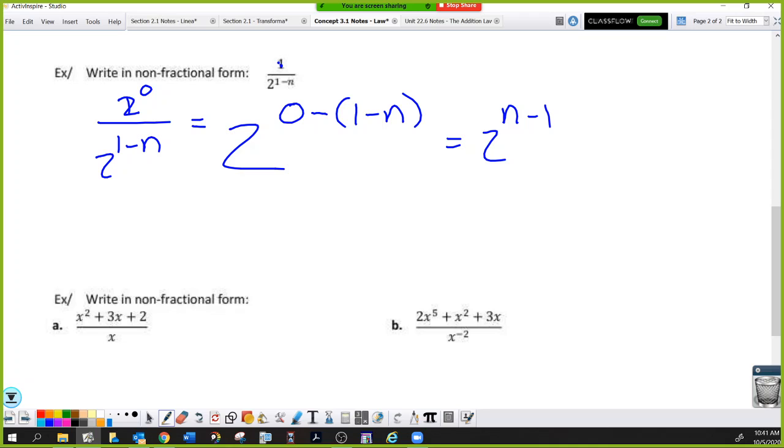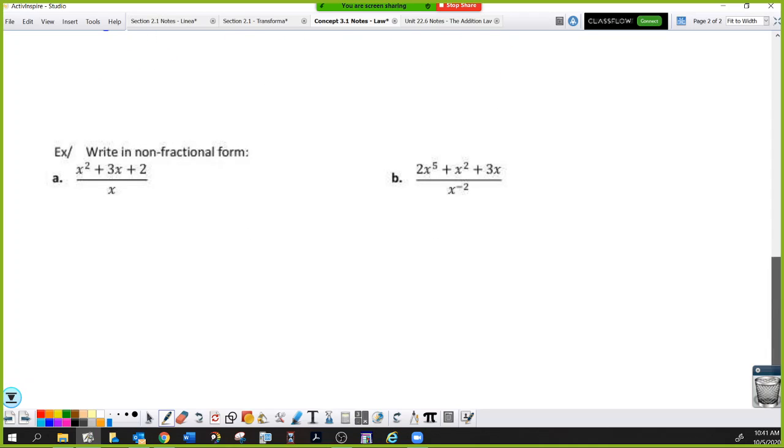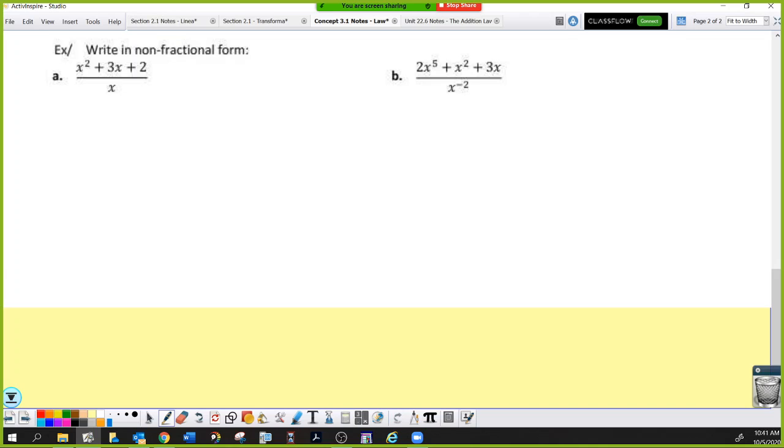Alrighty, and these last two examples, yep, last two. I'm just going to give myself a little bit more space. All right. It says write in non-fractional form. Now, Dylan, just real quick, because I'm not sure if I answered your question or not. We weren't multiplying by -1. We were raising both the top and the bottom to the -1. Is that better? Okay.